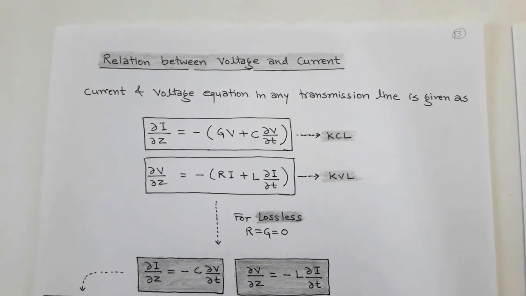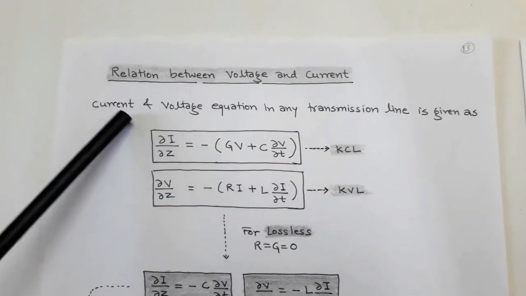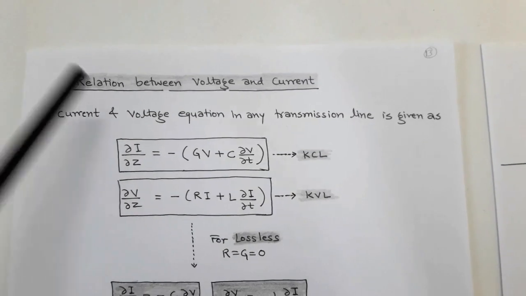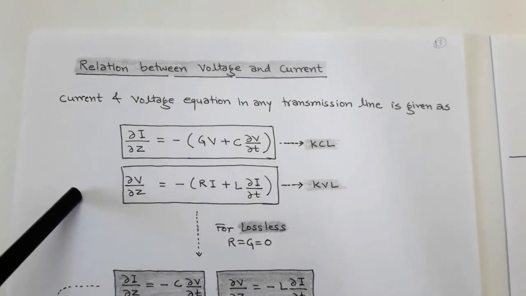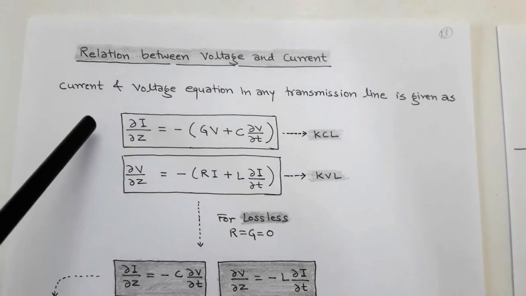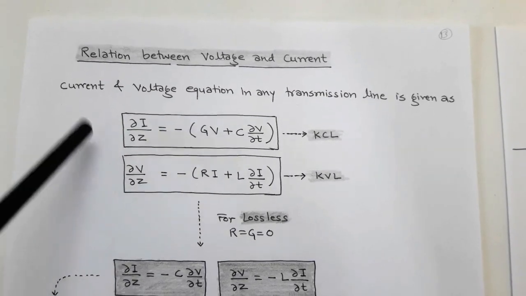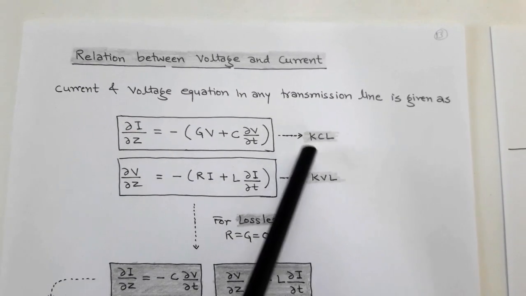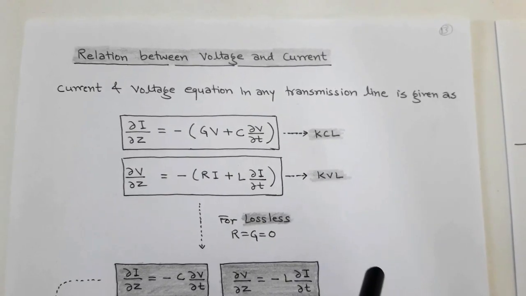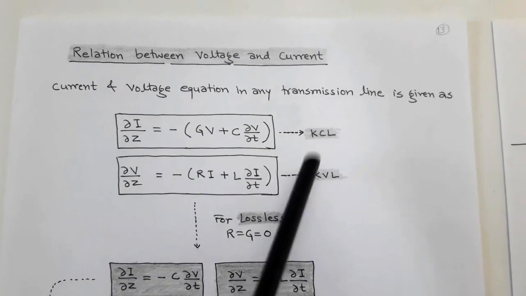The topic is relation between voltage and current in lossless propagation of transmission line. As we know, the current and voltage equations in any transmission line are given by KCL and KVL, that is, by using circuit theory.